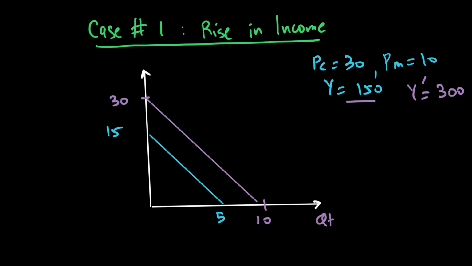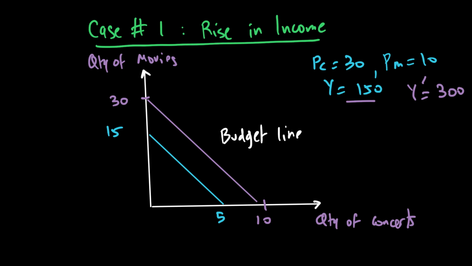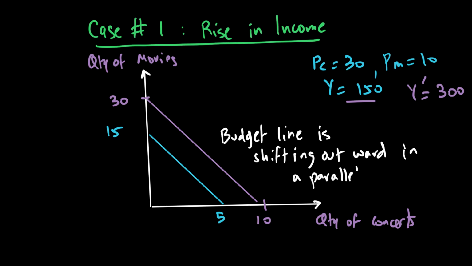On my x-axis I have the quantity of concerts, and on my y-axis I have the quantity of movies. So whenever there is a rise in income and the prices of both goods have remained unchanged, we will see the budget line shift outward in a parallel manner. Why is the budget line shifting outward in a parallel manner?